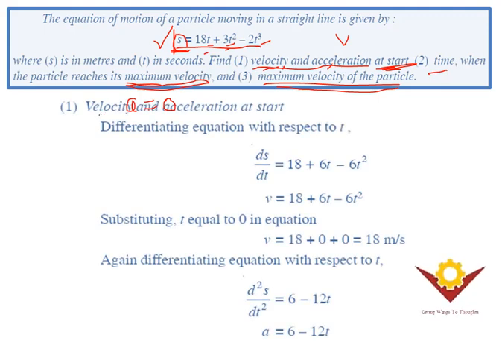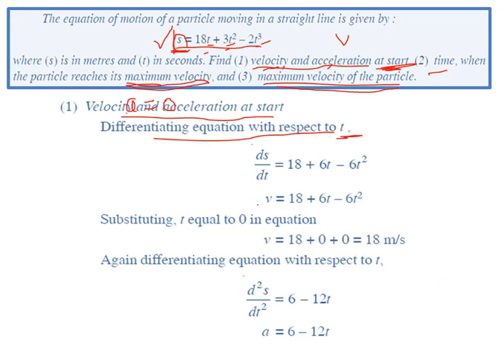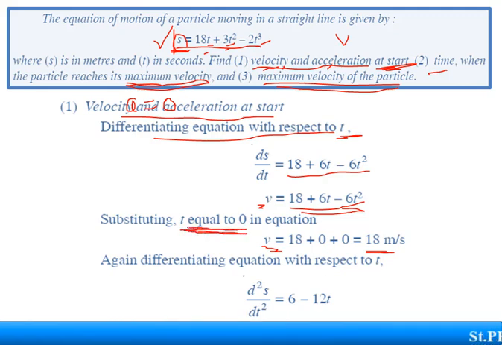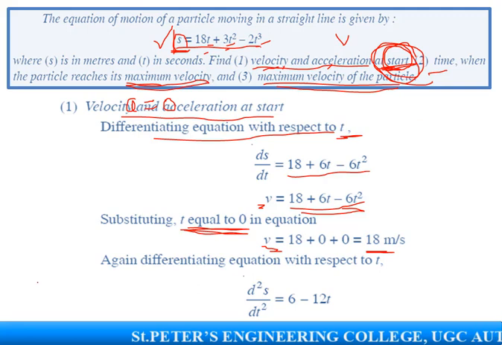So we need velocity and acceleration at the starting point. So differentiate the equation with respect to t. Now ds by dt is your v. If you differentiate that equation, you get the velocity equation. And now substituting t equals 0 in this equation, you get the velocity value. Clear? Why are we substituting t equals 0? T equals 0 means here you have to consider the starting point. At the starting point, the time is 0.